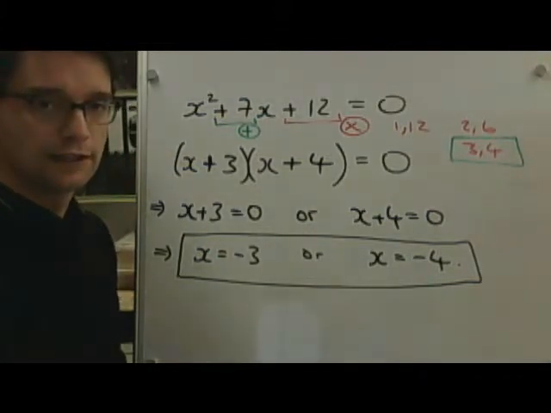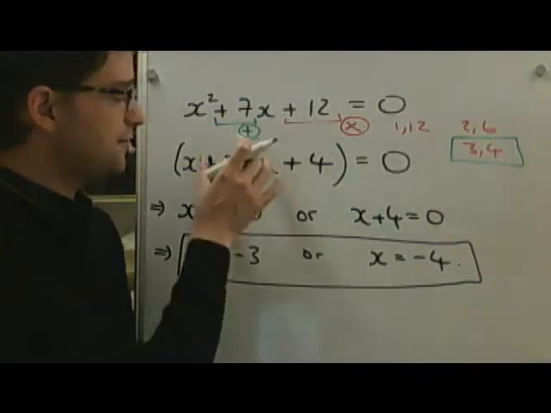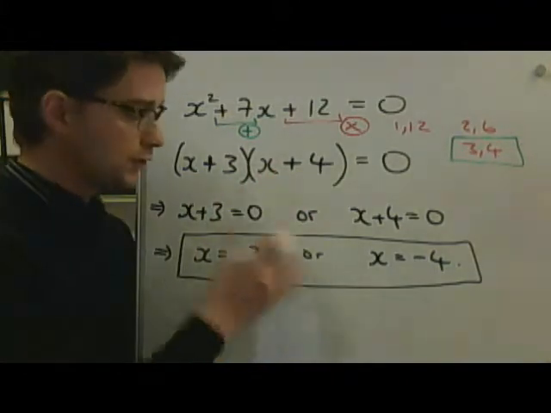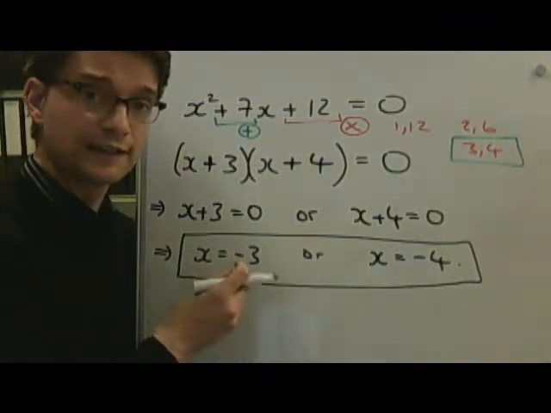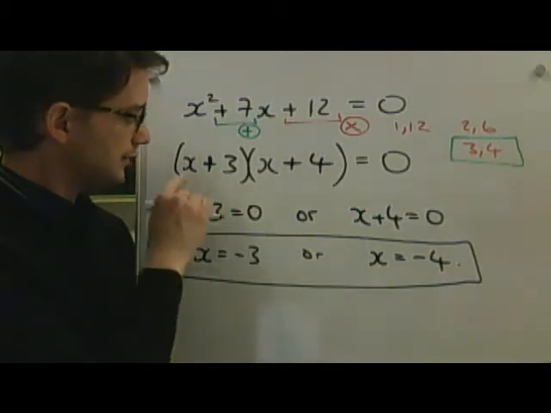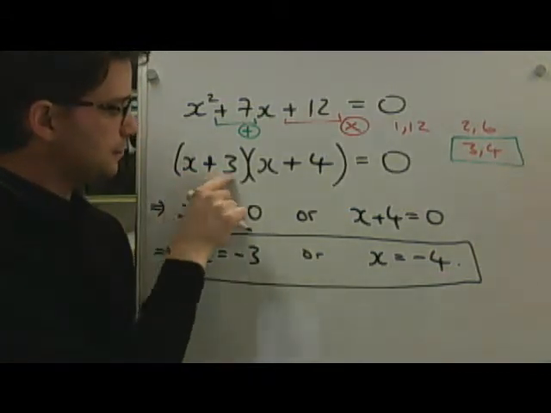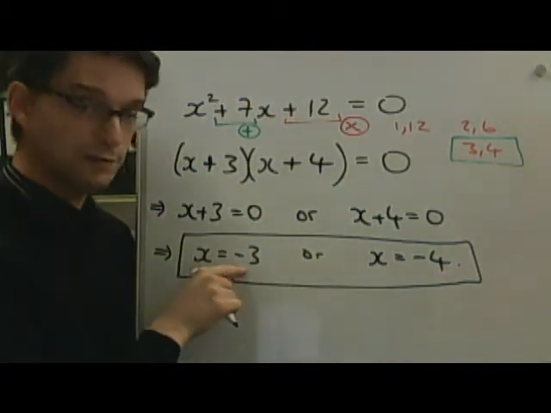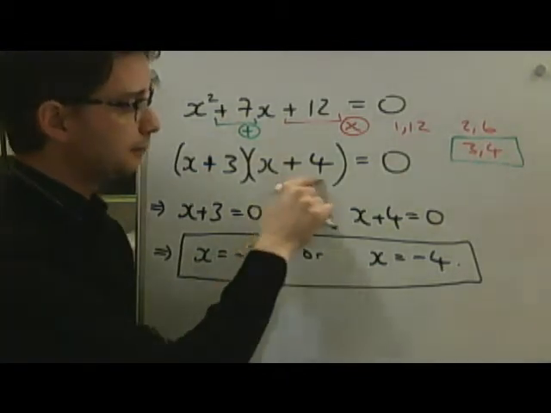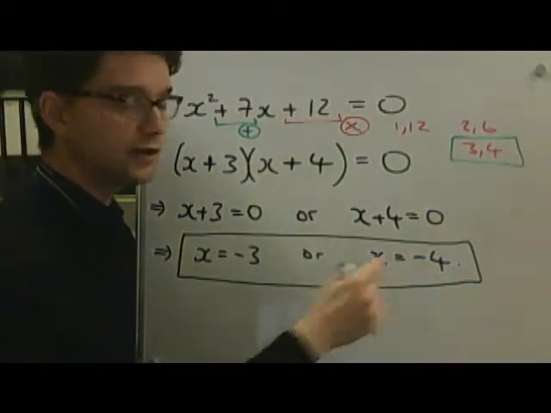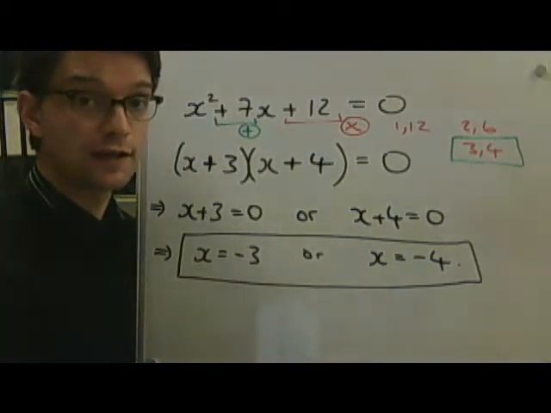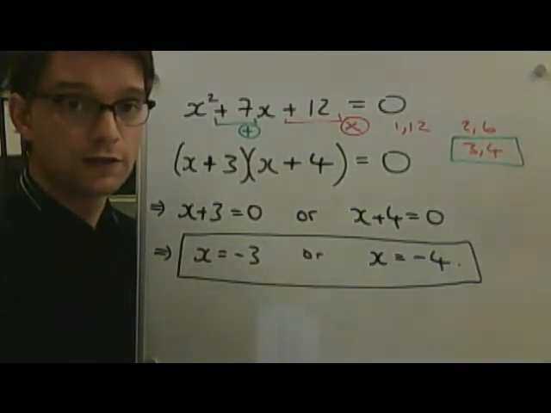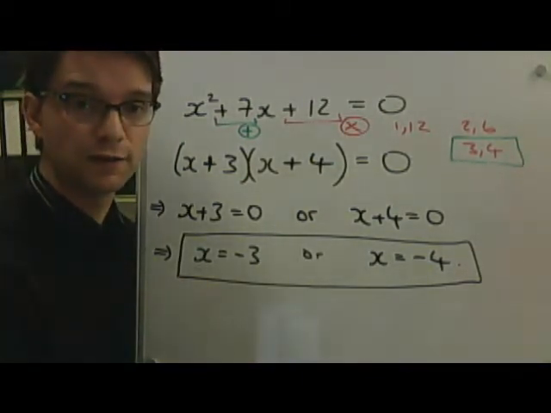There's a crucial link between the factors and the solutions. You get these solutions by solving a little linear equation, but the link here is that plus 3 here corresponds to minus 3 here. And plus 4 here corresponds to minus 4 here. And you see that through all of the examples that we'll do on these quadratic equations by factorisation.